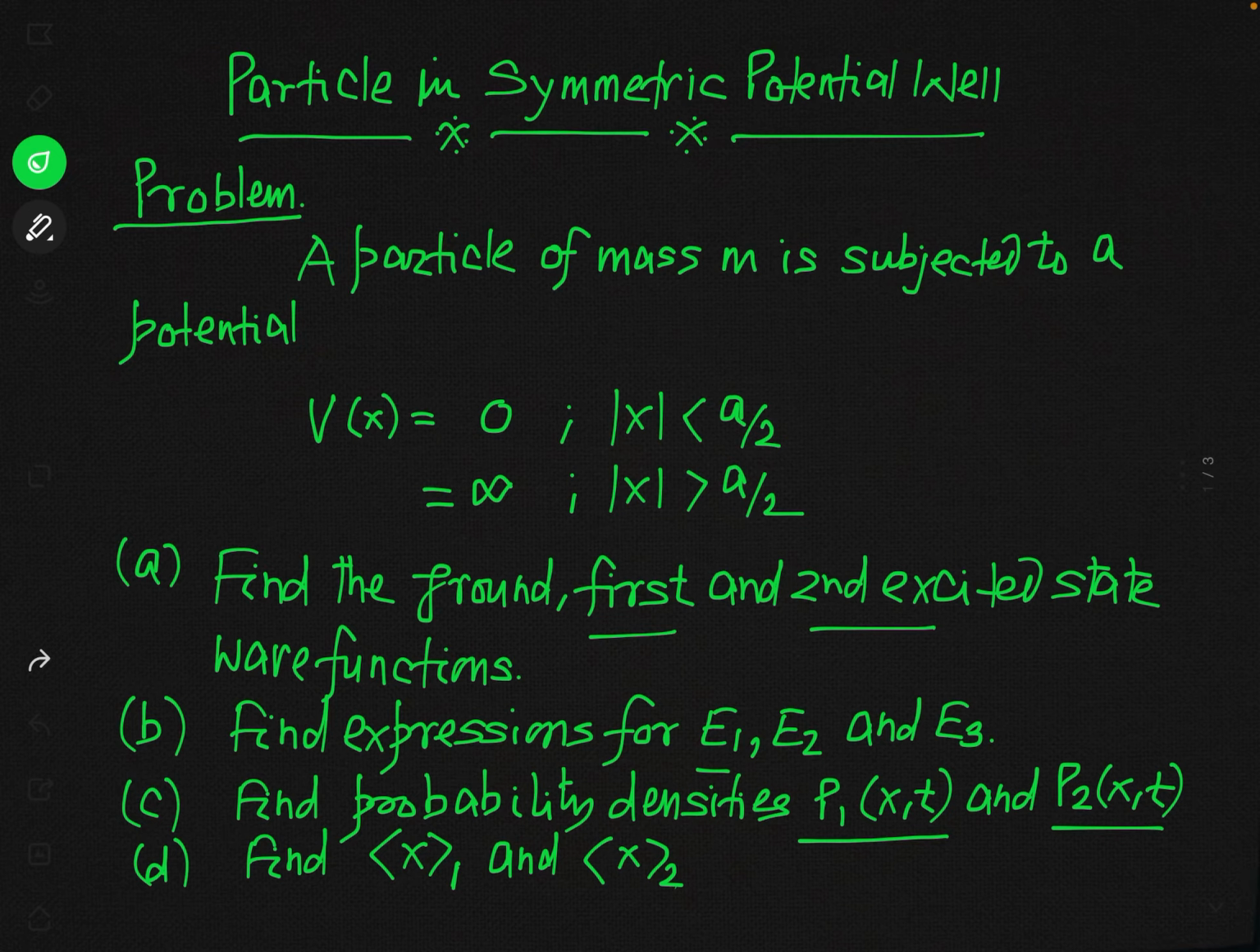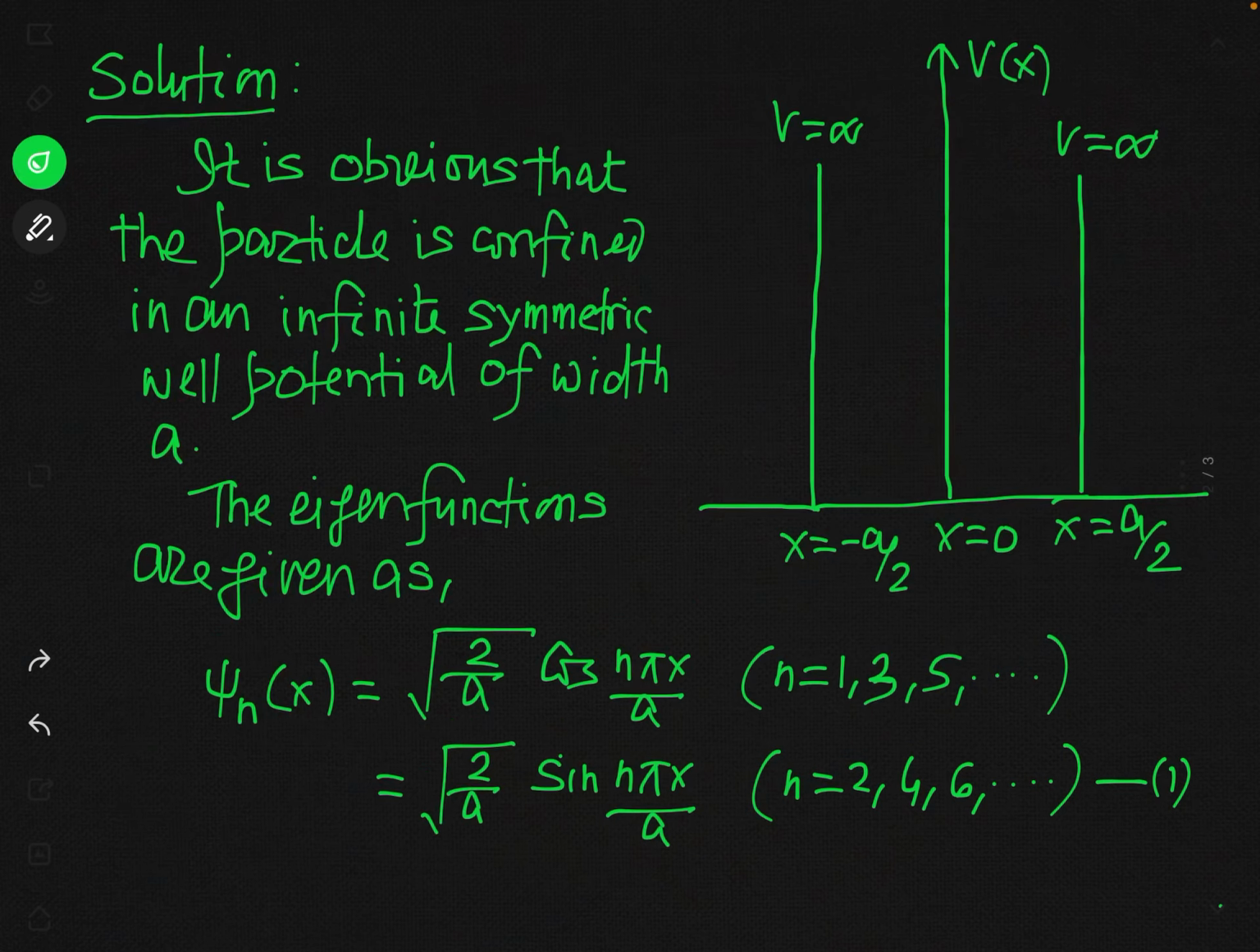You can see the potential description is simply the square well potential of infinite depth, as in this figure. This is just a symmetric square well potential of infinite depth, and its width is equal to a, and the potential in the region x equal to minus a/2 to plus a/2 is 0, and beyond that region it is infinity. So it is obvious that the particle is confined in an infinite symmetric well potential of width a.